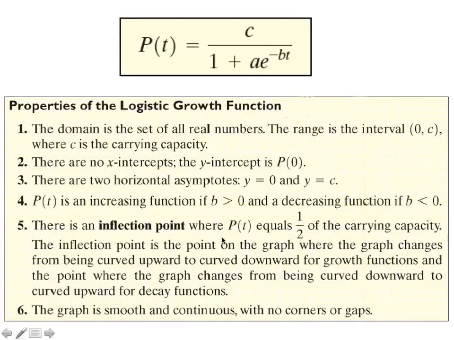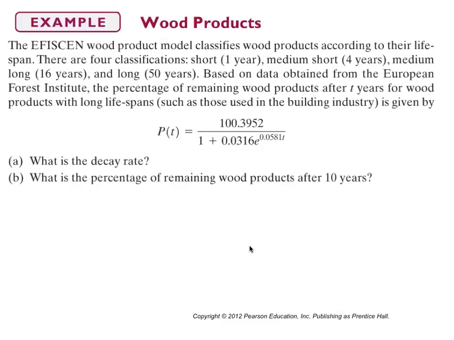And then the inflection point is the point on the graph where the graph changes from being concave up to concave down or the other way around. And then the graph is smooth and continuous. It doesn't have any corners or gaps.